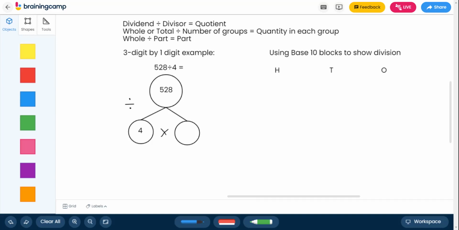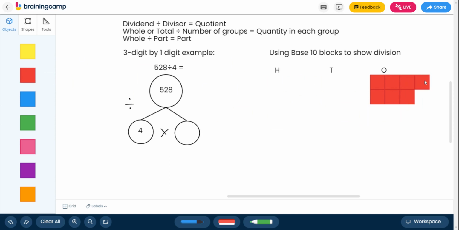Okay, so as promised, a 3-digit by 1-digit example. We have 528 divided by 4. This is a 3-digit number, therefore, along with ones and tens, we have hundreds as well. So I will, of course, start up with my blocks. I have 8 ones. I have 2 tens. And I have 5 hundreds.